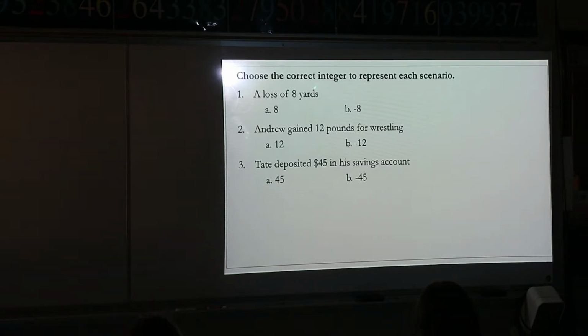Tate deposited $45 into his savings account. A, right? Depositing means you're adding money in. If you withdraw, that'd be a negative $45.